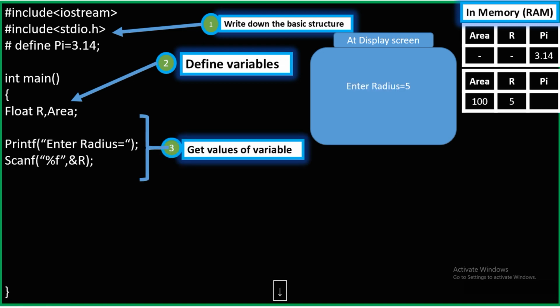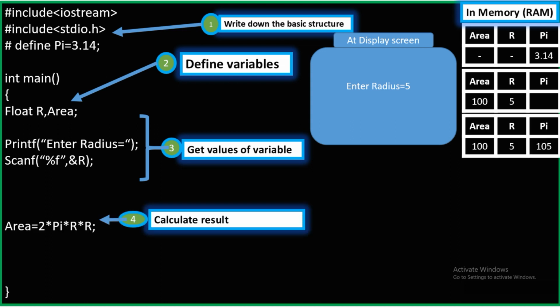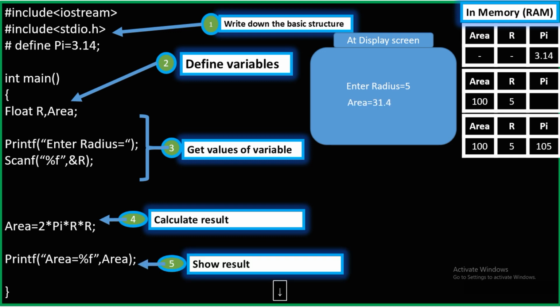In step 3, get the value of radius. Step 4, calculate the result. Area is equal to pi into r square. Step 5, show the result, or area.